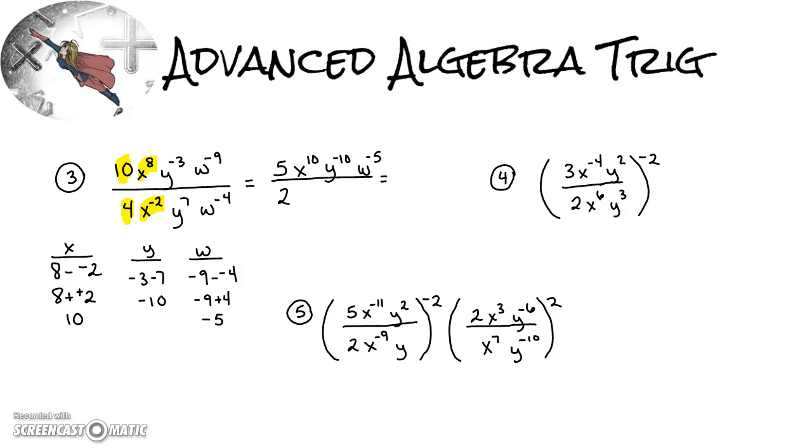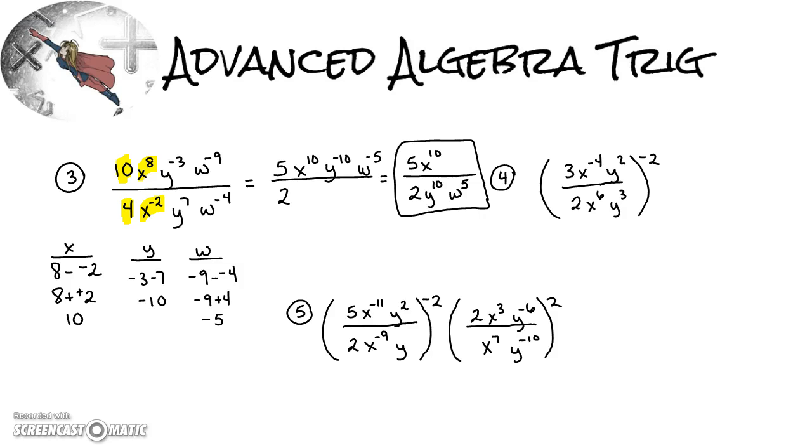But now we do have to worry about the negatives. So anything that was a negative exponent will switch places. The 5 and the 2, those stay put. X to the 10th stays put. Y to the 10th will go on the bottom now. And W to the 5th will go on the bottom. And by putting them on the bottom, it gets rid of their negative exponent. So that would be that answer.